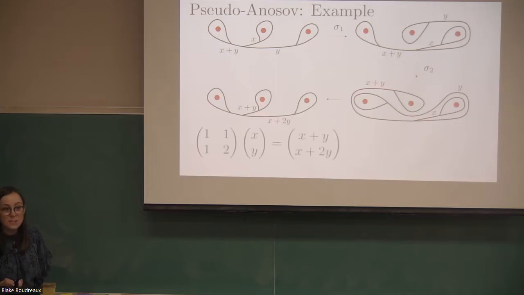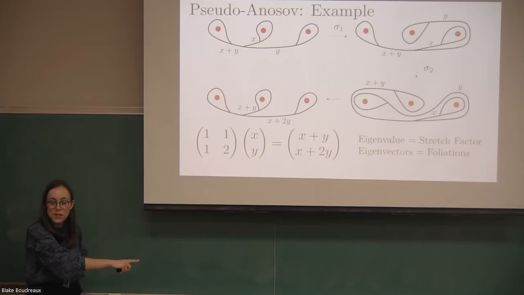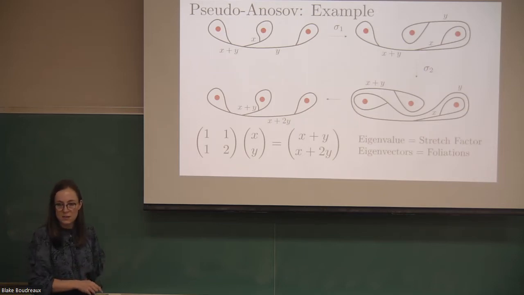I can encode that in a matrix. Now I have the matrix 1, 1, 1, 2. When I apply it to the vector xy, I go to x plus y and x plus 2y. Thurston was able to show that the eigenvalue of that matrix corresponds to the stretch factor, and the information that you get from the eigenvectors corresponds to the two foliations on your surface, the unstable and stable foliations.